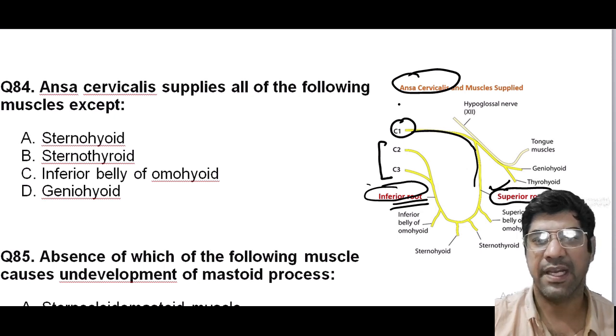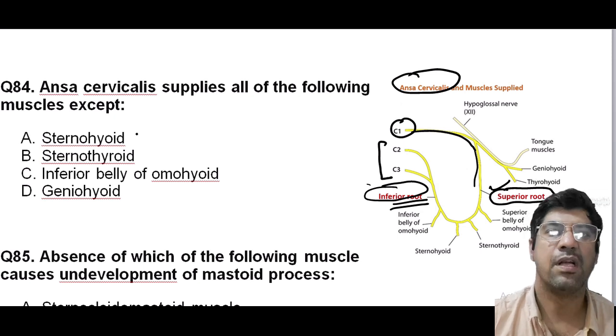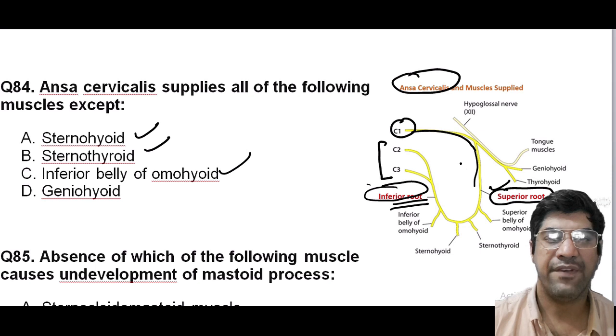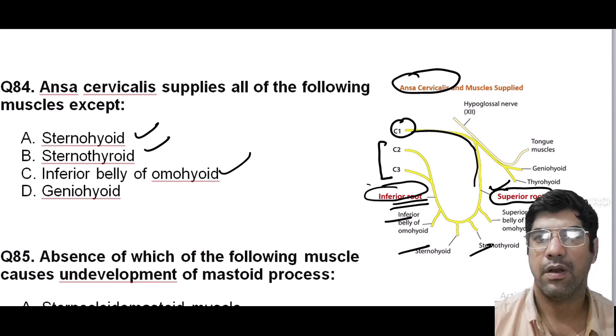So the ansa cervicalis primarily innervates muscles such as the infrahyoid muscles. They are the sternohyoid, sternothyroid, and the inferior belly of the omohyoid.